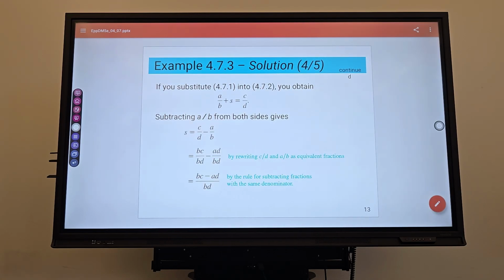If you substitute 471 into 472, you obtain A over B plus S equals C over D. Subtracting A over B from both sides gives you S equals C over D minus A over B. Rewriting C over D and A over B as equivalent fractions, and by the rule of subtracting fractions with the same denominator, you get BC minus AD over BD.